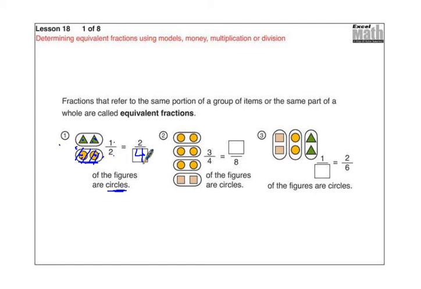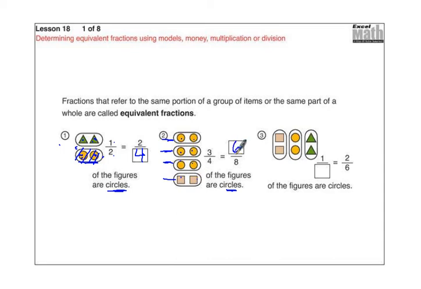All right, here's another one, number 3. This should be review for you, shouldn't be too tough. We have 3/4 being circles here. 1, 2, 3 out of 1, 2, 3, 4 have circles in them. And what is that equal to in eighths? You notice that there's 8 total shapes. How many of the shapes are circles out of the 8 total shapes? See if you can write that in before I write it.